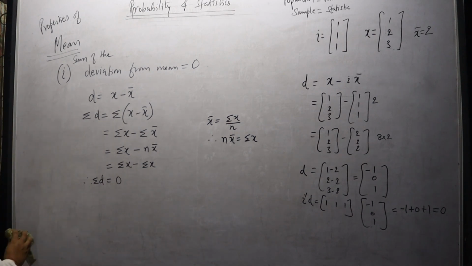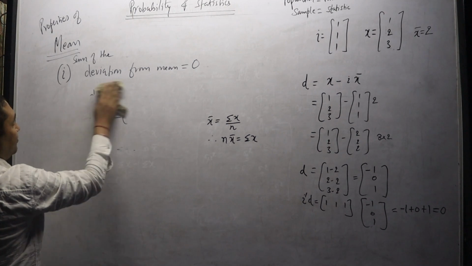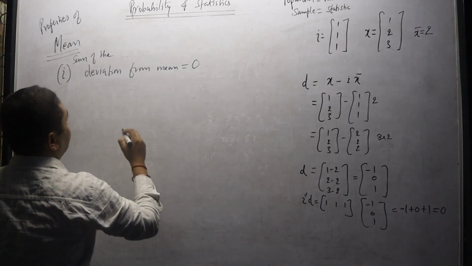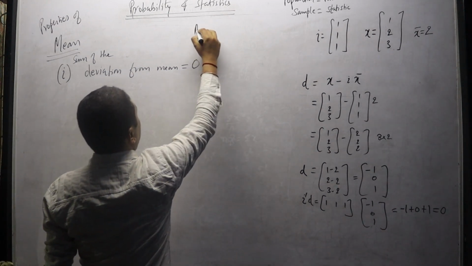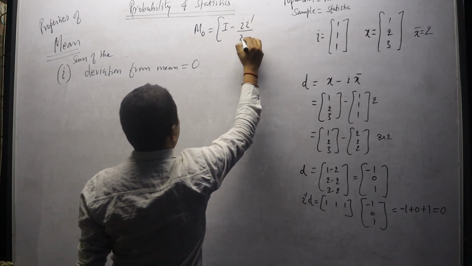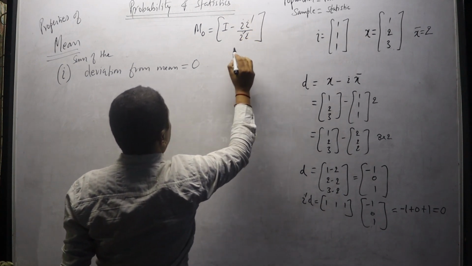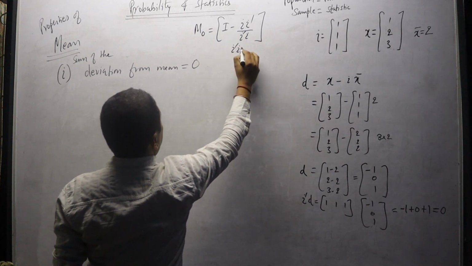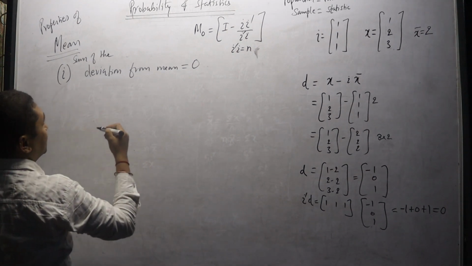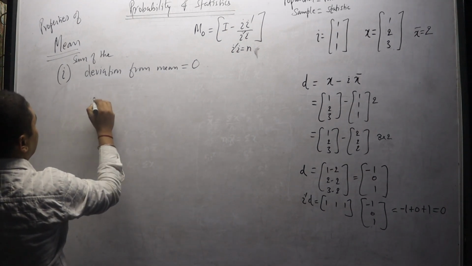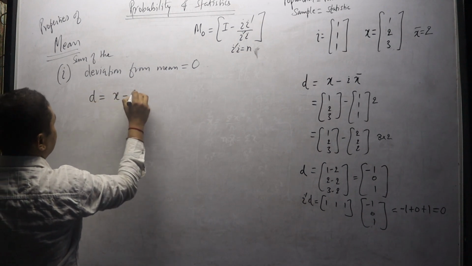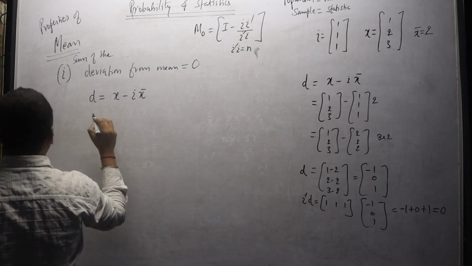Now let us prove it with the help of matrix notation, and we have already seen it with the help of examples towards our right. We have already seen in our previous video that the deviation from mean matrix is given by I minus i i transpose divided by i transpose i, where i transpose i is simply our sample size. Now let us consider it for the case of the vector. So we have the deviation d is equal to the vector x minus i x bar.